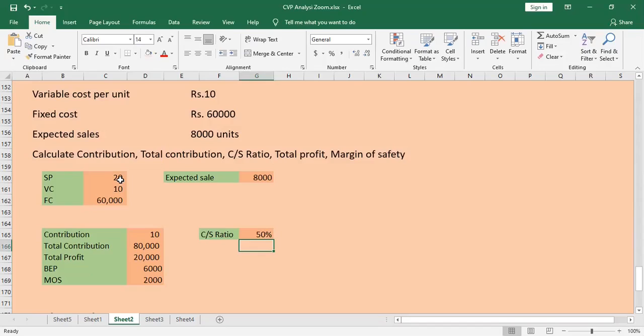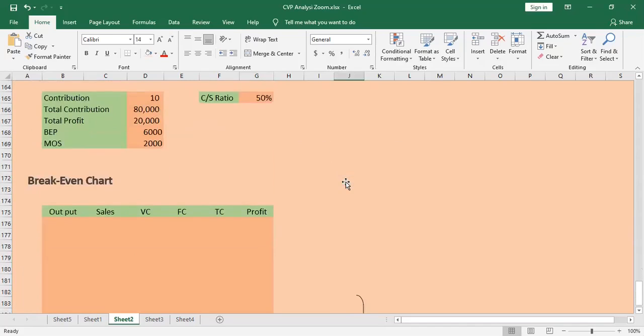Right, we already discussed the equation method. Now this is how you do the calculation using equations. But now I'm going to discuss how we are going to use the graphical approach. In order to get these graphs in Excel, I am going to give you this example output.